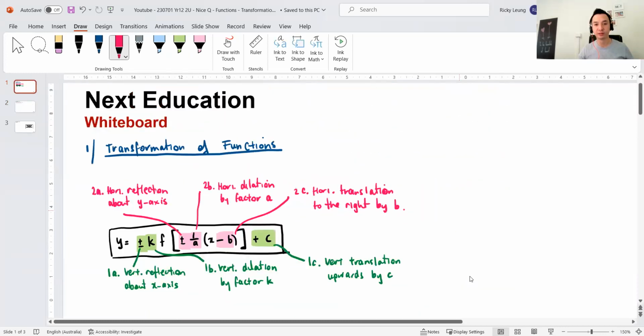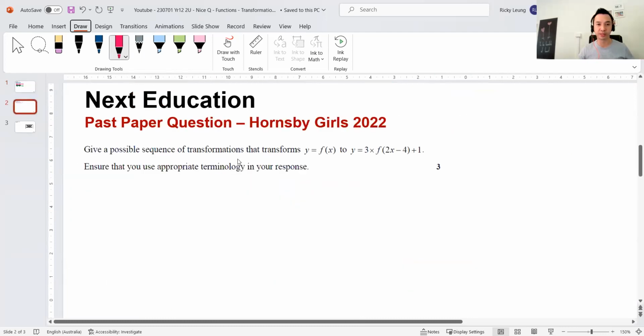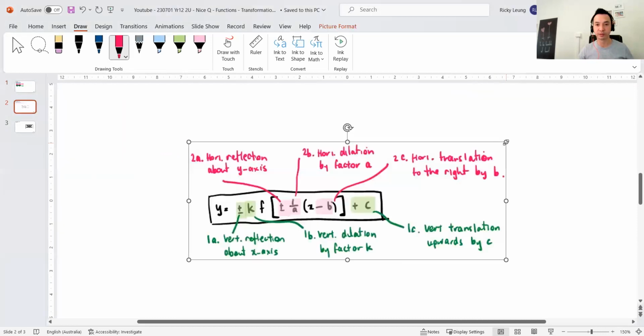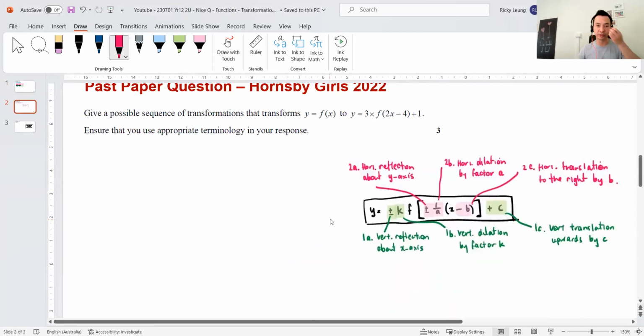I'm just going to copy this and drop it in here as a picture so we can refer to it, right? There you go, almost like theory to refer to. Now, look at this question, guys, from Hornsby Girls 2022, so quite recent. Give a possible sequence of transformations that transforms y equals f(x) into this formula.